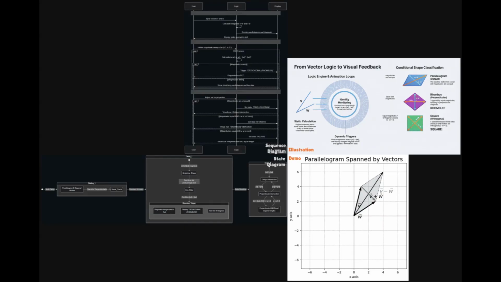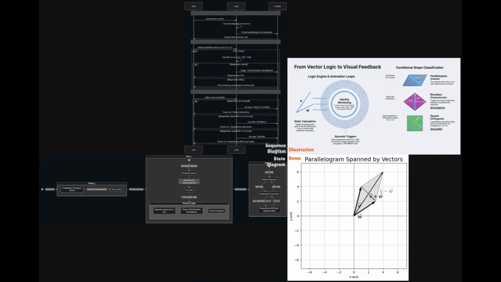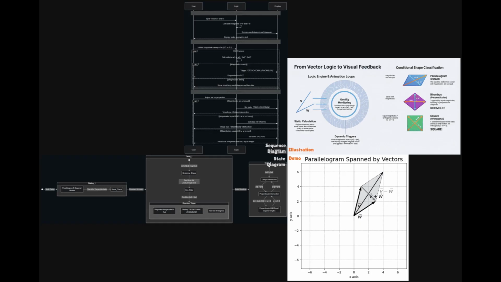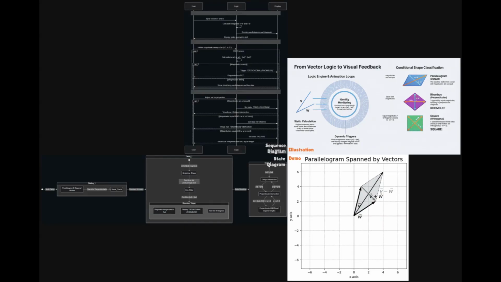Finally, the sequence uses branching logic to classify the resulting shape, distinguishing between a standard parallelogram, a rhombus, and the specialized case of a square. Complementing this logic, the state diagram focuses on the user's visual experience and cues. It starts by providing a static view of the geometry, illustrating that perpendicular diagonals are not a default state but depend on specific side relationships.